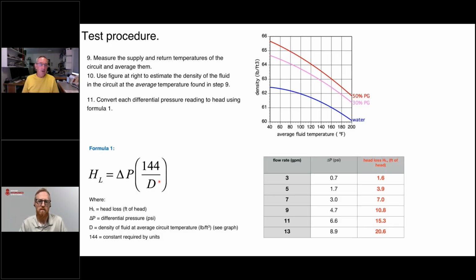So, yeah, you need to know the approximate temperature. Plus or minus 5 degrees is not going to make much difference. But you do not have to have a specific temperature when you're taking this data. As long as you know what the temperature is, you could take this data at 180, 120, 60. As long as you know what the fluid is and what the temperature is, you can get the density, and then you can convert delta P over to head.